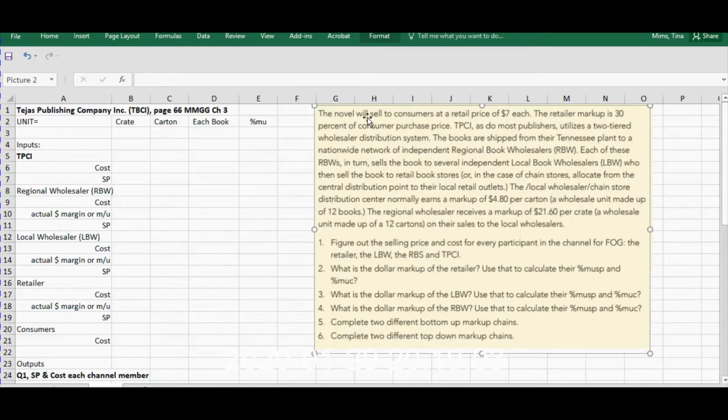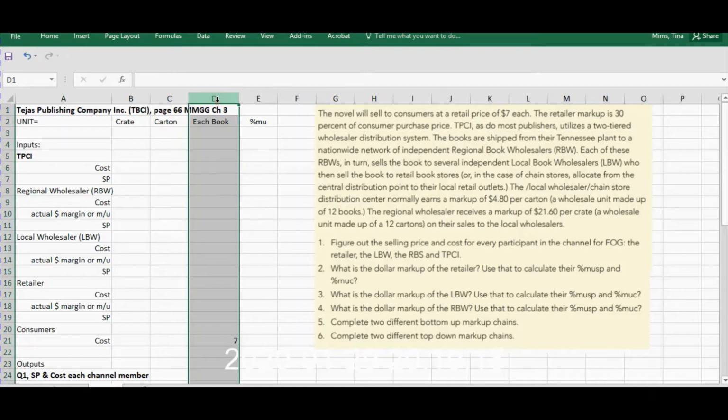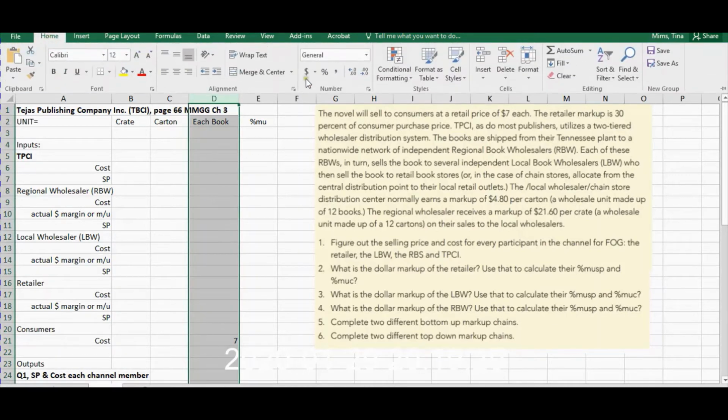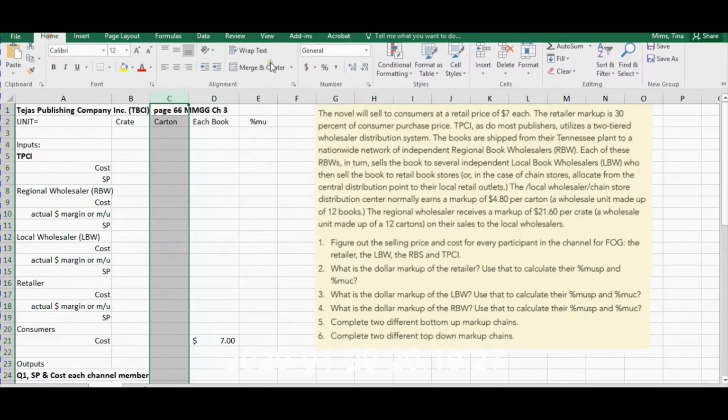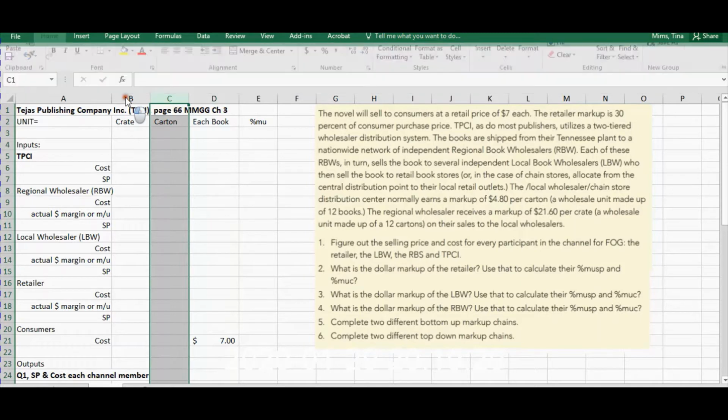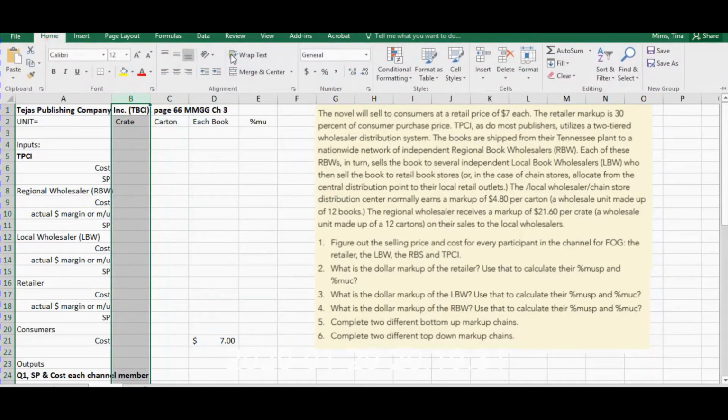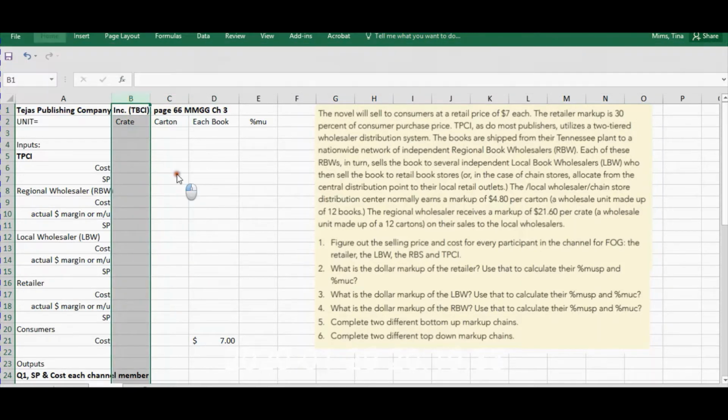The novel will sell to consumers at a retail price of $7 each. Okay, so that's each book. We know that the consumers are buying it at $7. I'm going to type that in. We're going to go up to column D. We're going to make sure we have the $ sign for column D. Why don't we go ahead and do that for column C and for column B. Mac users, you'll use the Format tab.